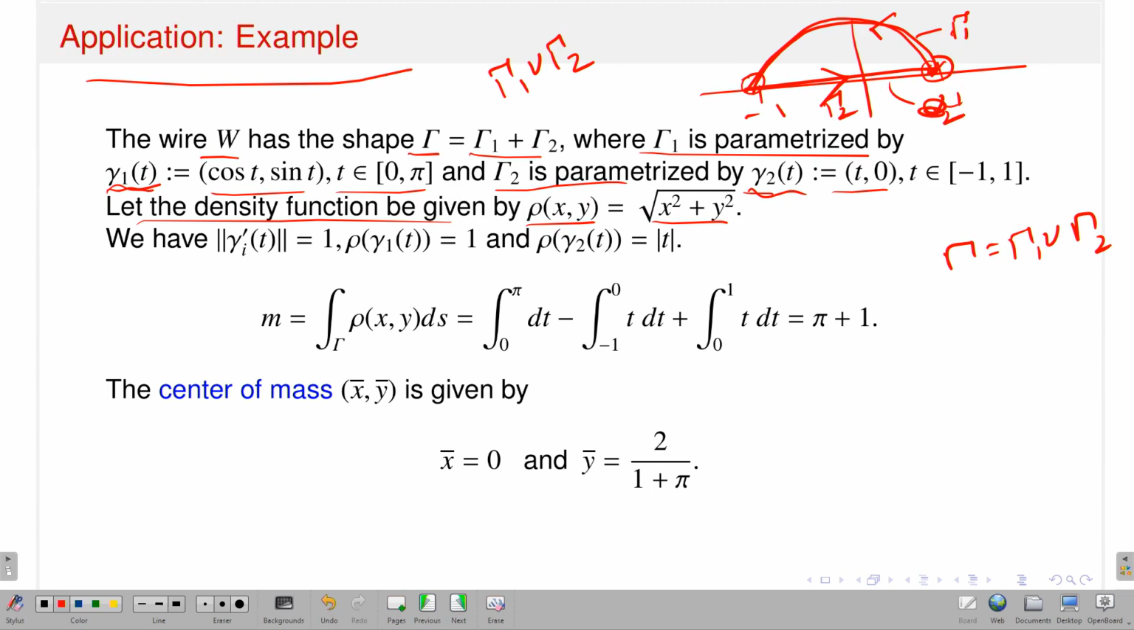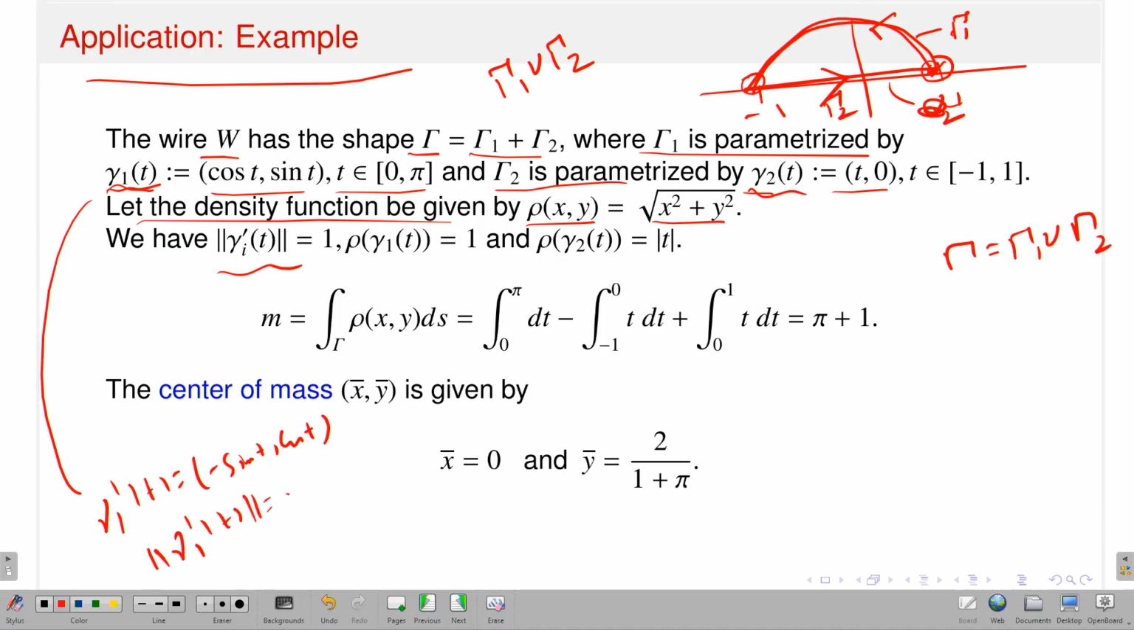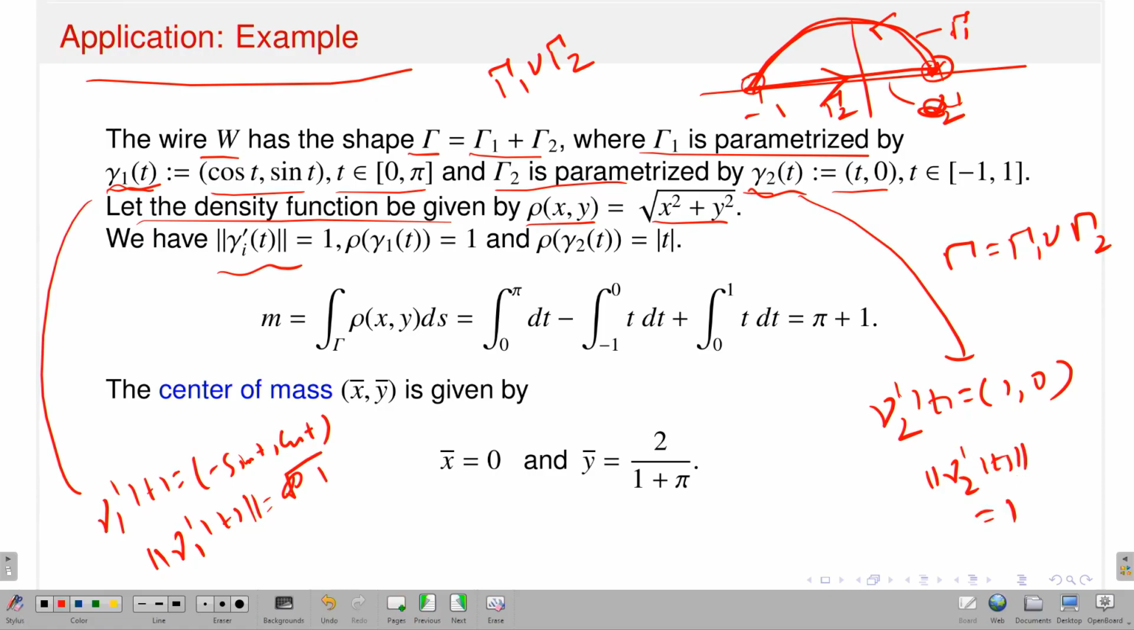First, observe that if I calculate gamma prime of t, its norm is 1. Why? Gamma 1 prime of t is again (minus sin t, cosine t). Its norm is square root of cos square t plus sin square t, which is 1. And gamma 2 prime of t is (1, 0), and its norm is square root of 1 square plus 0 square, exactly 1. So this is perfectly all right.